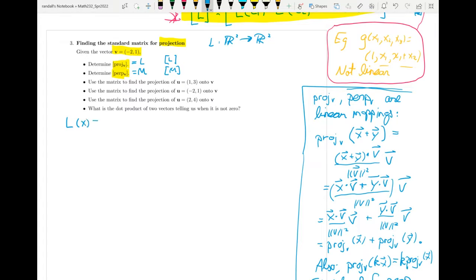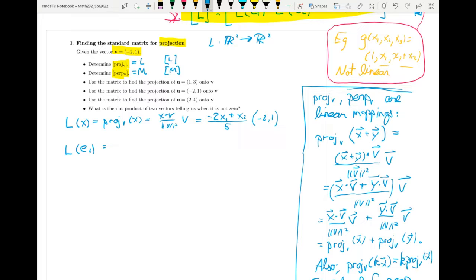So L acting on X is projection onto V of X, which is equal to X dot V over the norm of V squared, times V. Good. So L acting on E1, according to this formula, is going to be, let's write it out here, minus 2, 1. That is our vector V, right? So x being x1, x2, I'm going to get the dot product to be minus 2x1 plus x2, and the norm squared of V is 5, and then multiplied by V. Okay, so that's our formula.